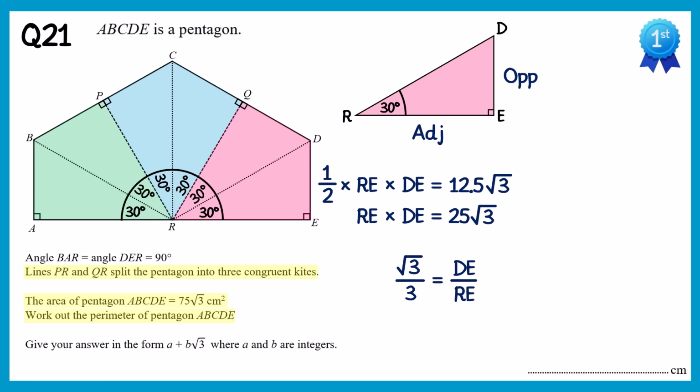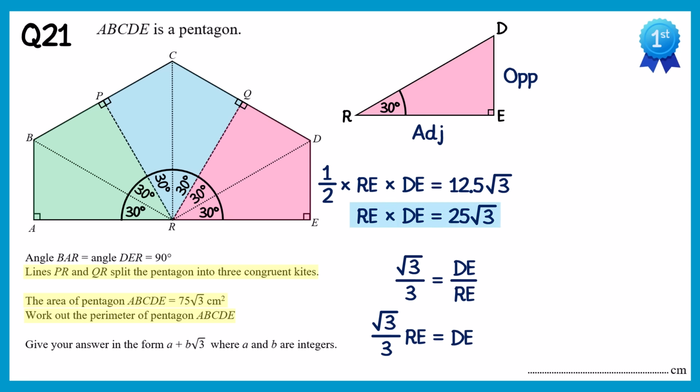So we've managed to work out 2 equations that involve RE and DE. We could therefore solve them simultaneously. The way I'm going to do this is rearrange this bottom equation so that DE is the subject. I'll do that by multiplying both sides by RE. If I multiply the left side by RE, I get root 3 over 3 lots of RE, and on the right side the RE's will cancel, so we have DE.